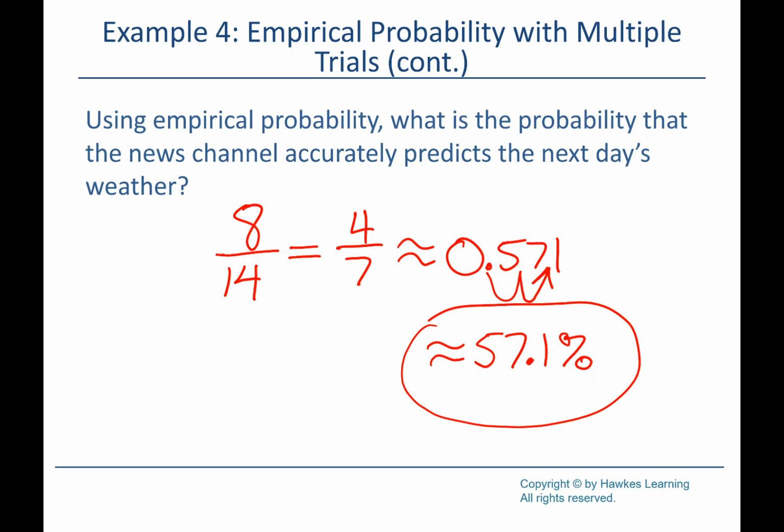Question on that one? Yes. You could leave it as a decimal. You could say 0.571. That's okay. You can do either one, unless the question specifically asks you for a percentage. Probability, you can write it any of 3 ways. You can write it as a fraction, as a decimal, or as a percentage. They're all acceptable.